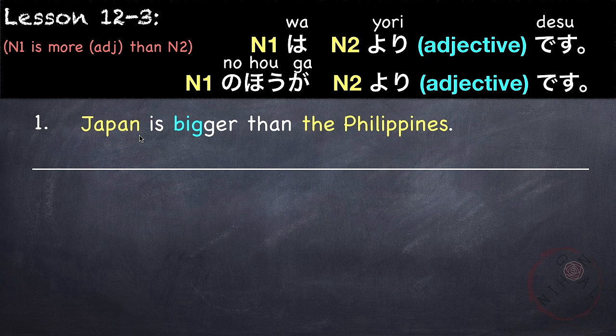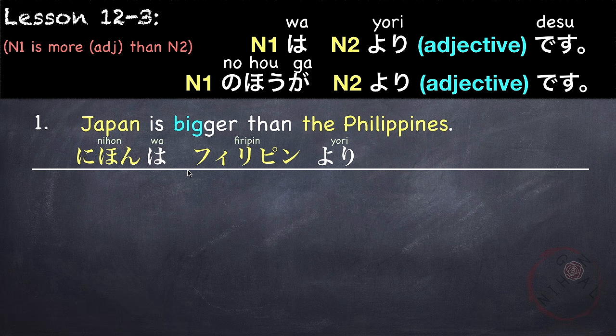For example, Japan is bigger than the Philippines. So our N1 is Japan or Nihon. Nihon wa. Our N2 is the Philippines. Philippine yori. Nihon wa Philippine yori. And then our adjective is big. Ookii. And then followed by desu. Nihon wa Philippine yori ookii desu. So in this pattern, it becomes Japan is bigger than the Philippines.